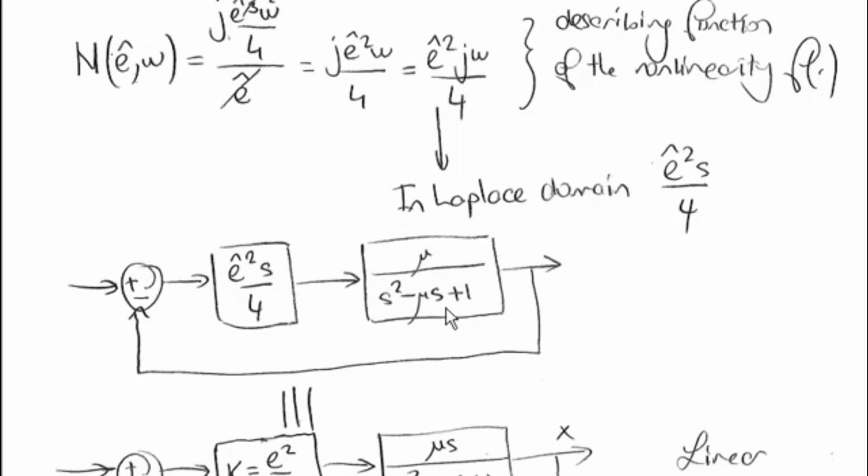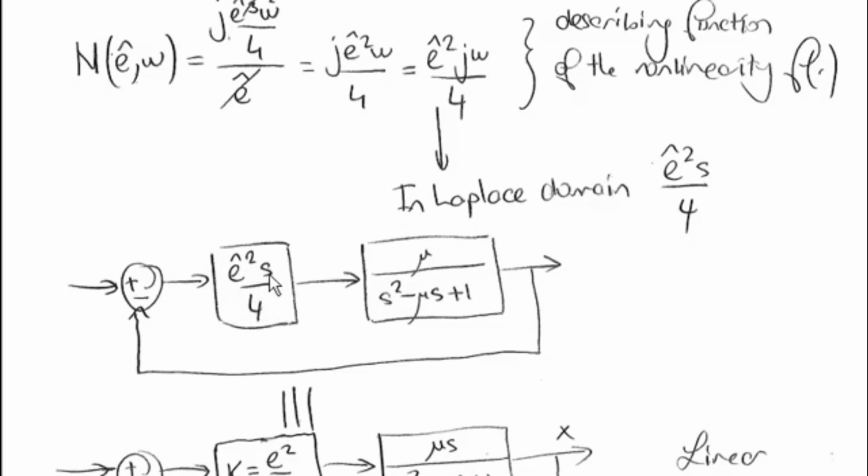This is the actual linear system in my original system, and I replace the nonlinearity with its describing function here. As soon as I replace the nonlinearity with its describing function, I can apply linear control tools here, which is what makes describing function analysis attractive. There are really many tools that we know for linear control, and describing function analysis enables us to use them.